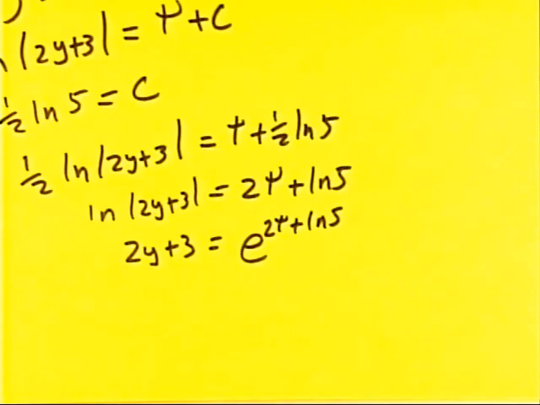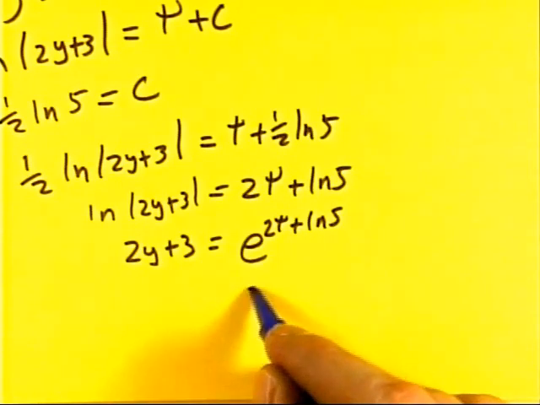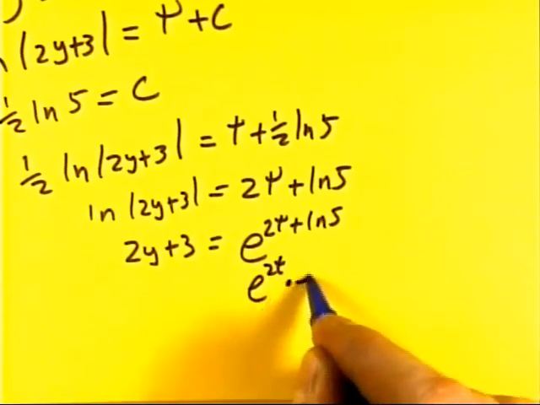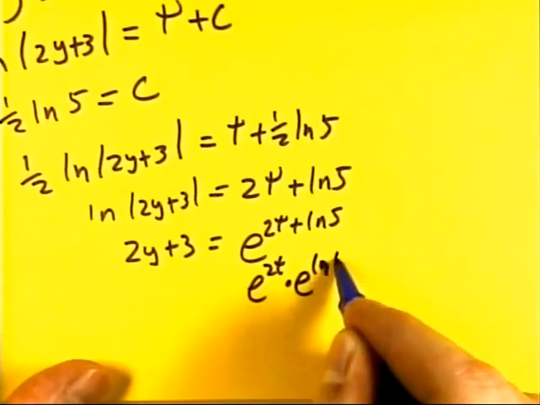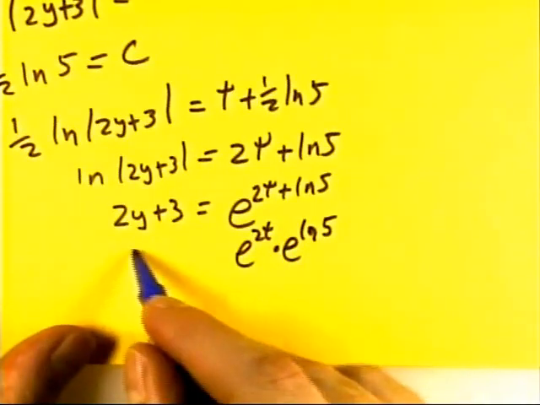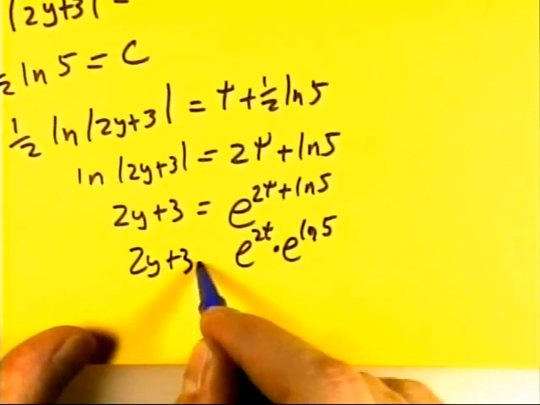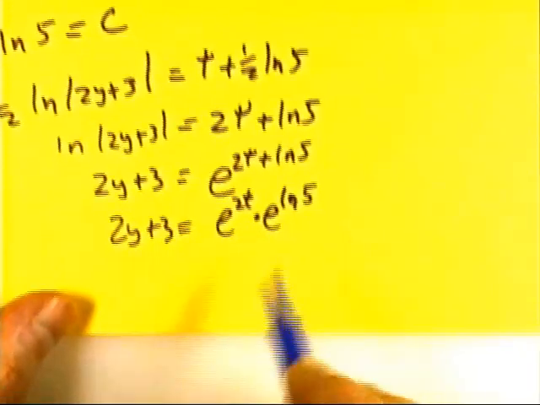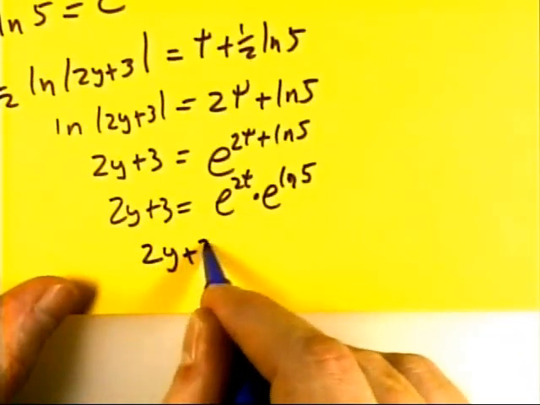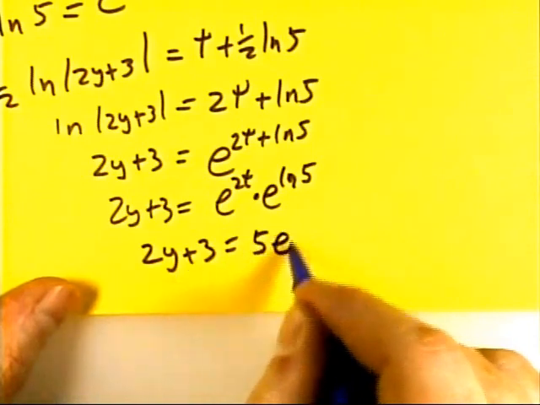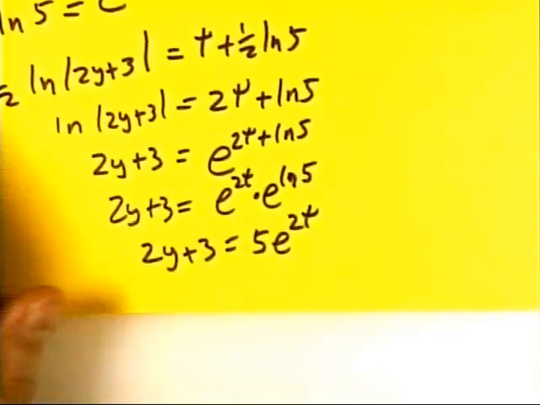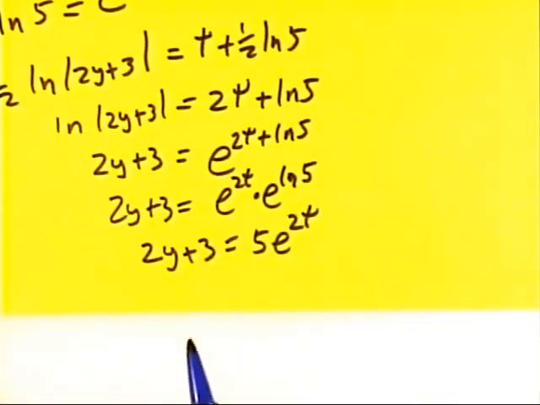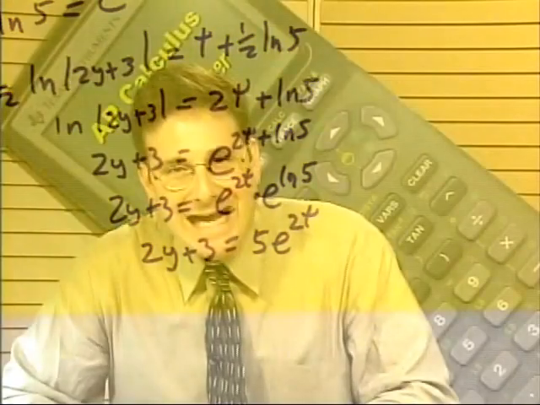Is that e to the 2t times e to the natural log of 5? It's a 5, that's okay. So this is just 5. So you have 2y plus 3 is equal to 5 e to the 2t. Then you subtract 3 and divide by 2, right? Yeah.